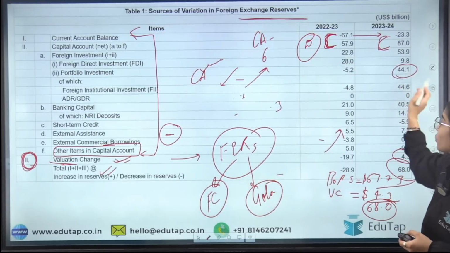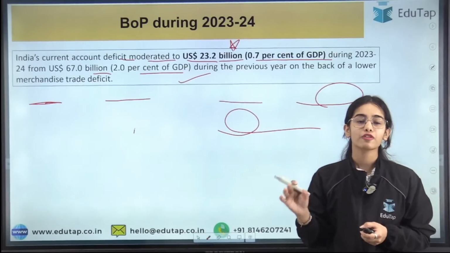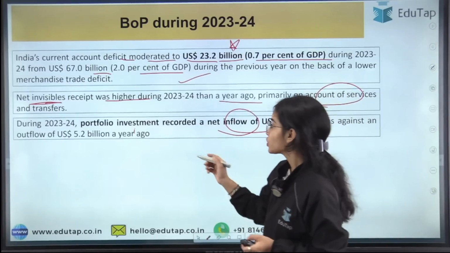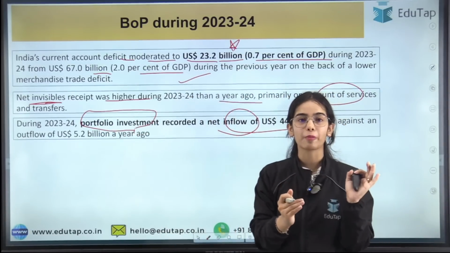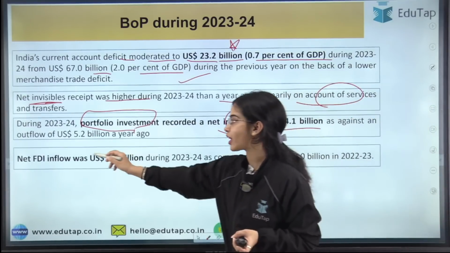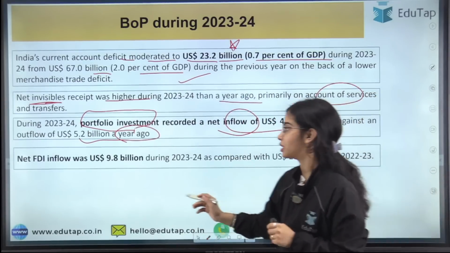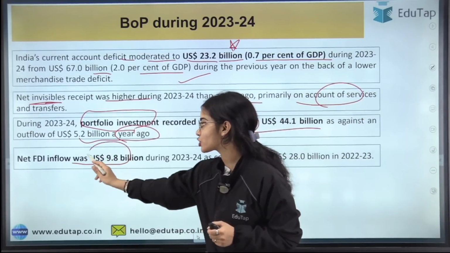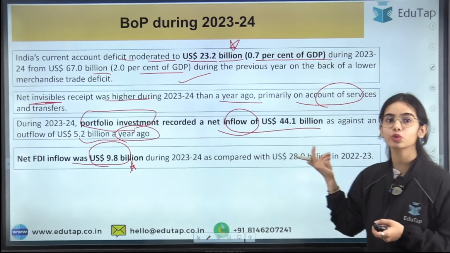That $44.1 billion of inflow has happened in the foreign portfolio investment. So in the foreign portfolio investment, the net inflow that has happened is $44.1 billion, as against only $5.2 billion a year ago. So there is a big change that has happened. Net FDI inflow has actually been $9.8 billion as compared to the previous year.